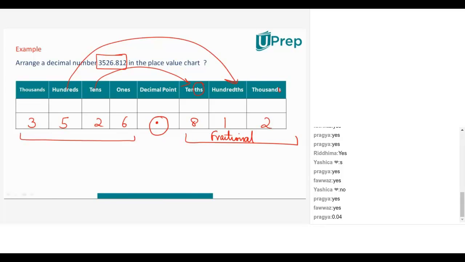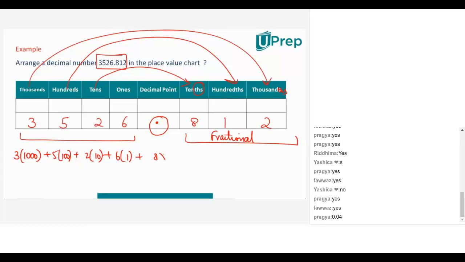Now if I have to expand it, can I write it like this? 3 into 1000 plus 5 into 100 plus 2 into 10 plus 6 into 1 plus 8 into 1 by 10 plus 1 into 1 by 100 plus 2 into 1 by 1000. Does this make sense to you guys? Are you able to relate it to the previous slide?